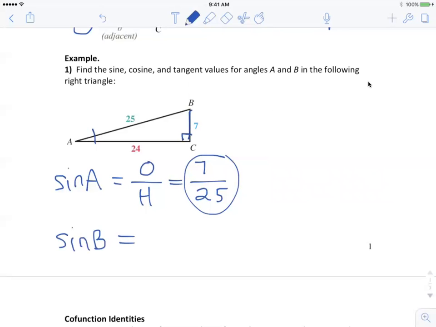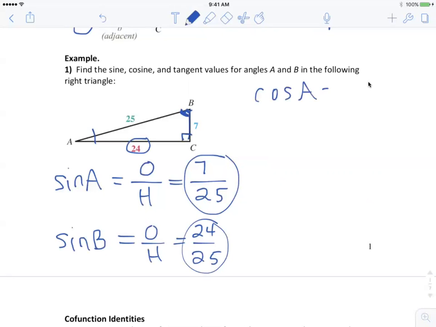The sine of B is still opposite over hypotenuse. That's the ratio of the sine, but now the angle is here. So if we're talking about this angle, then opposite is the 24. Hypotenuse still 25. How about cosine of A?